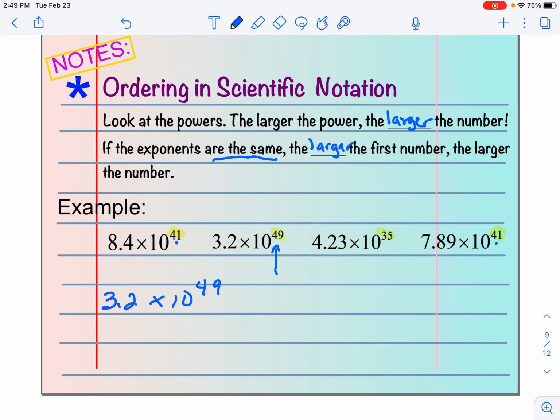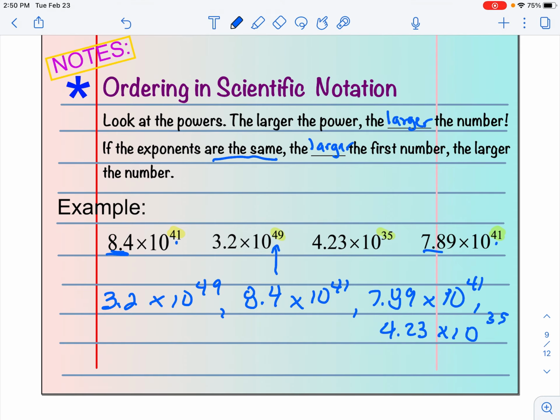Now my next largest power is 41. Well, they're both the same. So how do I know which one is bigger? I look for the bigger number. 8.4 is bigger than 7.89. So then my next one in order would be 8.4 times 10 to the 41st. Then I would have the 7.89 times 10 to the 41st. And then the last number that I would have is the 35th power. So that would be 4.23 times 10 to the 35th.